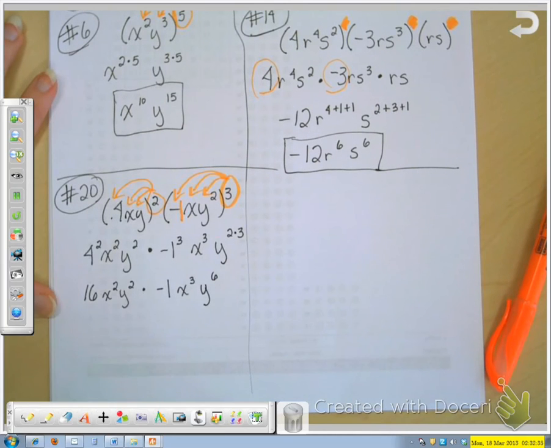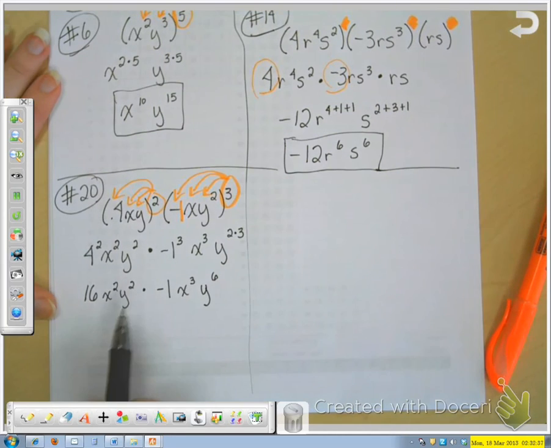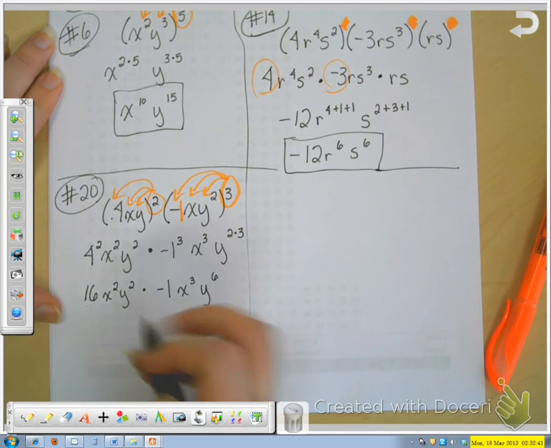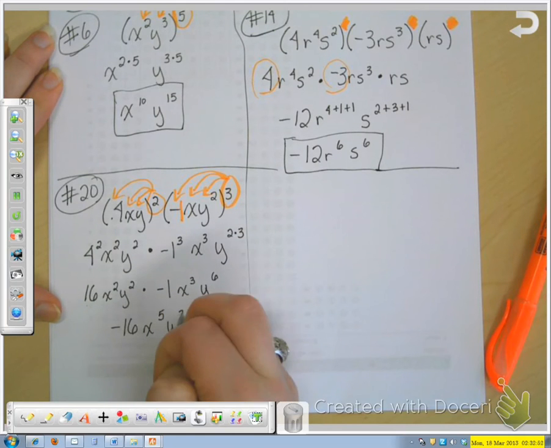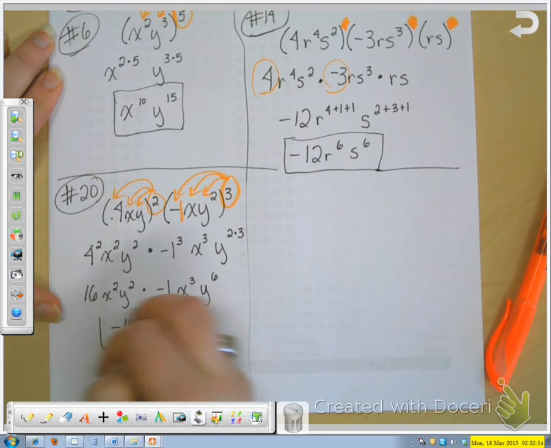Okay, now we're down to a multiply problem. So when we multiply, we add the powers. So 16 times a negative 1, well, that's the easy part, because that's just same old, negative 16. Now we're going to add our exponents. So that gives me x to the 5th, y to the 8th.